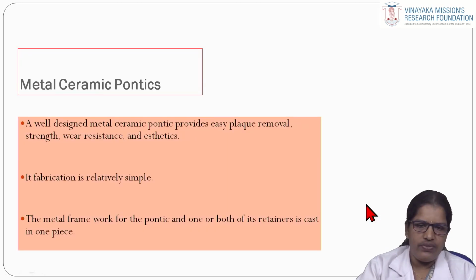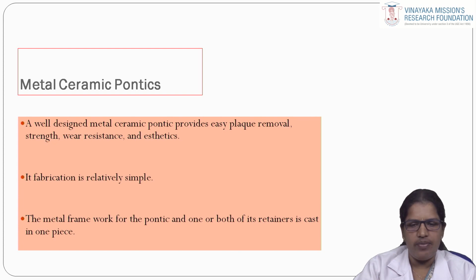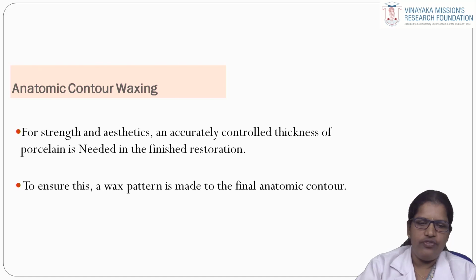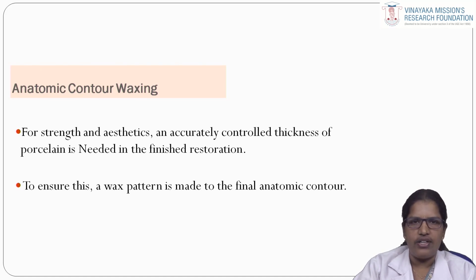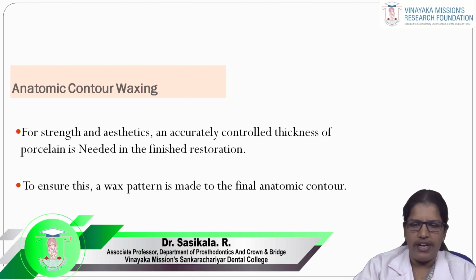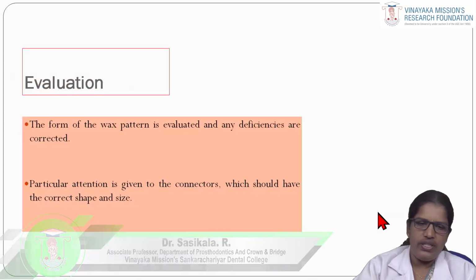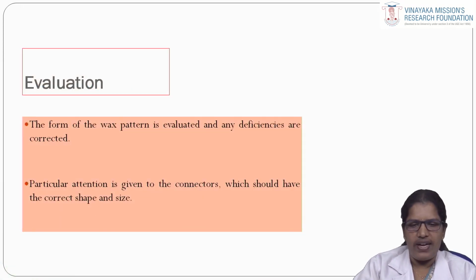The metal ceramic Pontic, which is mostly used in fixed partial dentures, when well designed provides plaque removal, strength, wear resistance and aesthetics. Its fabrication is relatively simple. The metal framework for the Pontic and one or both of its retainers is cast in one piece. Anatomic contour waxing for strength and aesthetics, and accurately controlled thickness of porcelain, is needed in the finished restoration. To ensure this, the wax pattern is made to the final anatomic contour. During evaluation, the form of the wax pattern is checked and any deficiencies can be corrected. Particular attention is given to the connectors, which should have the correct shape and size.